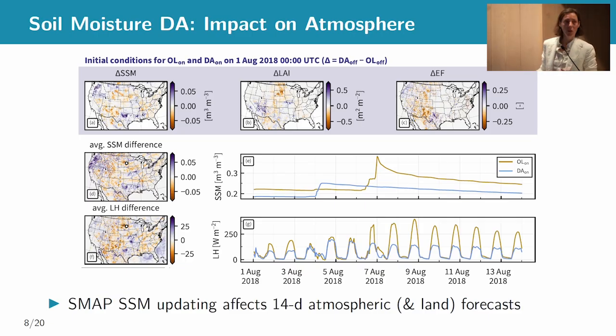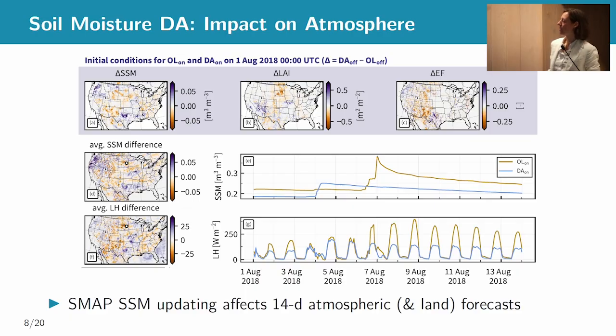We have a consequent effect on the LAI, and here on a difference in the evaporative fraction. So this is the difference in initial conditions at the land. Now we feed that to the coupled system, and we produce a 14-day forecast of all the different variables. I'm only showing you two, but if you look into Zenko's paper, you see many different variables, right?